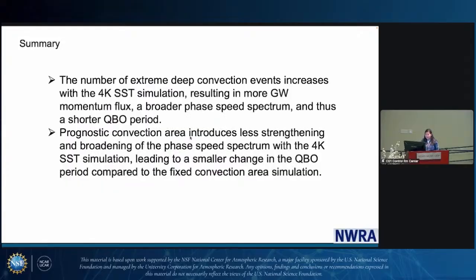Here comes the summary. The number of extreme deep convection events increases with increasing SST. It leads to more gravity wave momentum flux and a broader phase speed spectrum, and thus a shorter QBO period. The prognostic convective area introduced less strengthening and broadening of the phase speed spectrum for the 4K SST simulation, and it leads to a smaller change in the QBO period compared to the fixed convective area simulation. Thank you. I will take any questions.